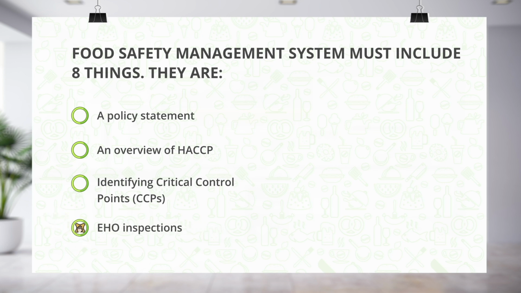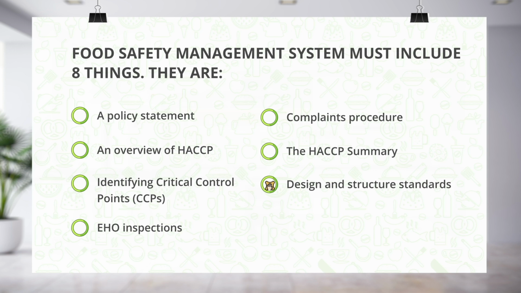4. EHO Inspections. You must have a written record of your inspection procedures for the local authority. 5. Complaints procedure. You must have a written customer complaints procedure. 6. The HACCP Summary. You must record all details of food safety and hygiene risks and hazards associated with them. 7. Design and structure standards. Your premises design and structure must be safe, including facilities and equipment. 8. Record keeping. You should include templates of all supporting documentation.